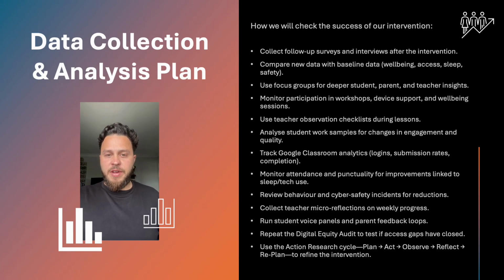In the observe phase, we collect follow-up data and compare it with the baseline. We'll look for improvements in sleep, reduced inequality, fewer tech issues, and stronger digital confidence supported by analytics like classroom logins and submission rates. Finally, in the reflect phase, we take feedback from students, parents, and teachers, repeat our equity audit, and refine the program for the next cycle. We'll also use methods like triangulation and longitudinal tracking to ensure our findings are accurate and sustainable. This ongoing evidence-based process tells us clearly whether our plan is working and where we need to adjust for the future.